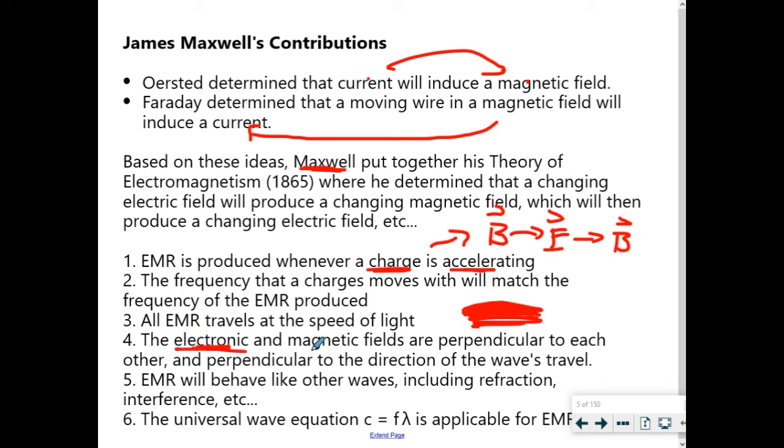There are electric and magnetic fields, and they are perpendicular to each other. Can we see them? No. Do they even require a medium to move through? No. It's not like a mechanical wave, like when I'm talking.